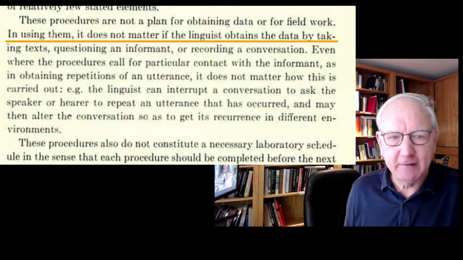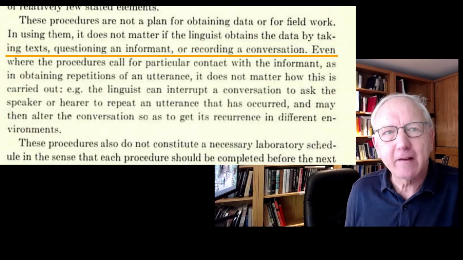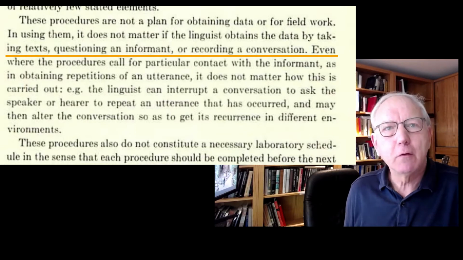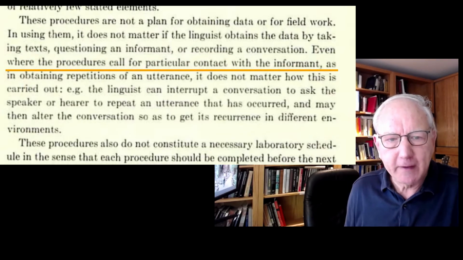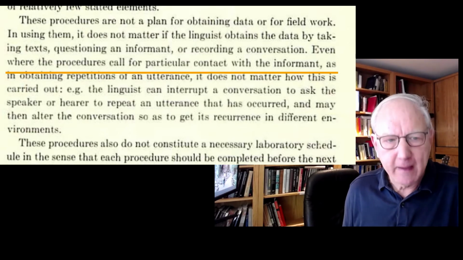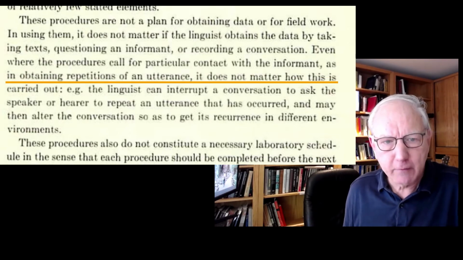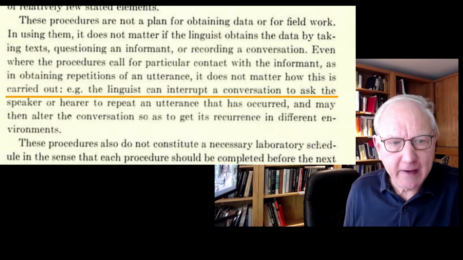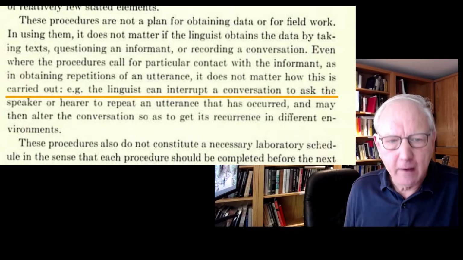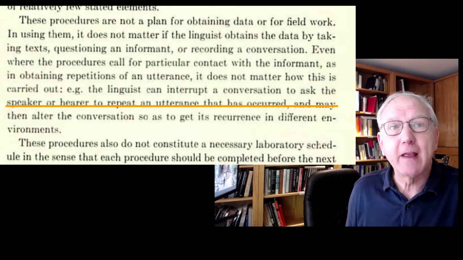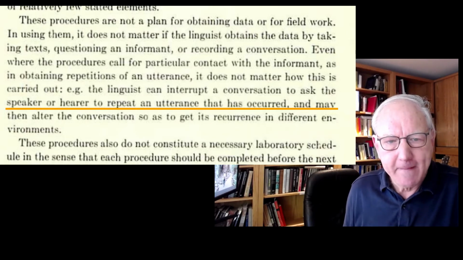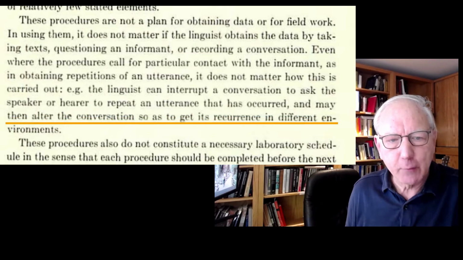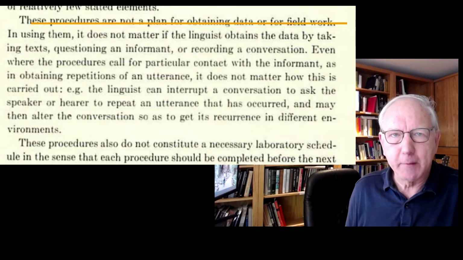"In using them, it does not matter if the linguist obtains the data by taking texts, questioning an informant, or recording a conversation, even where the procedures call for particular contact with the informant, as in obtaining repetitions of an utterance. It doesn't matter how this is carried out. For example, the linguist can interrupt a conversation to ask the speaker or hearer to repeat an utterance that has occurred, and may alter the conversation so as to get its recurrence in different environments." Okay.